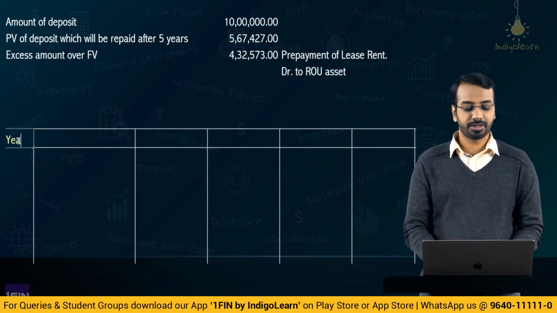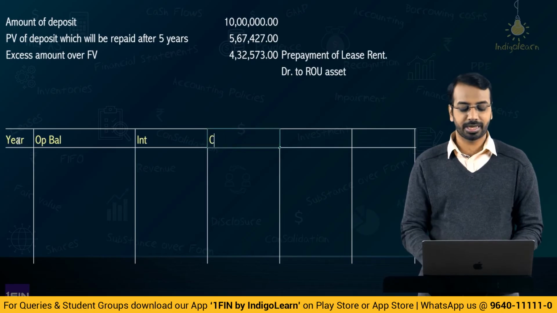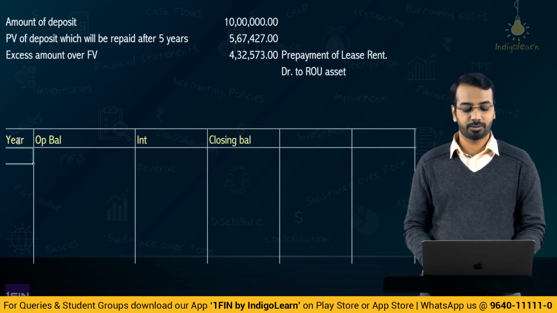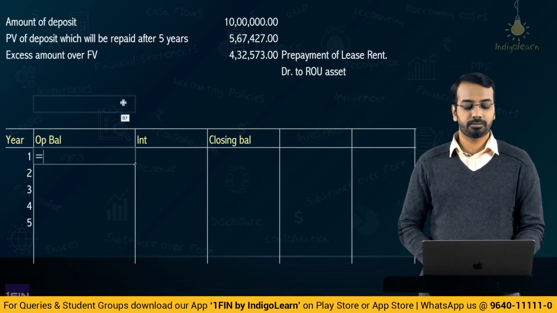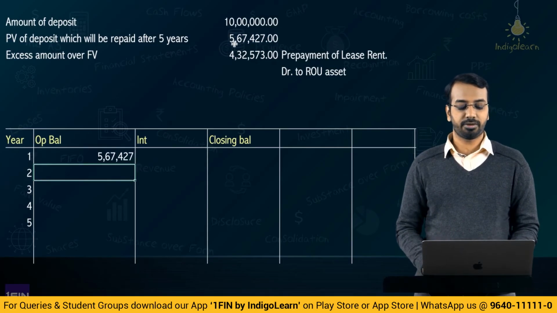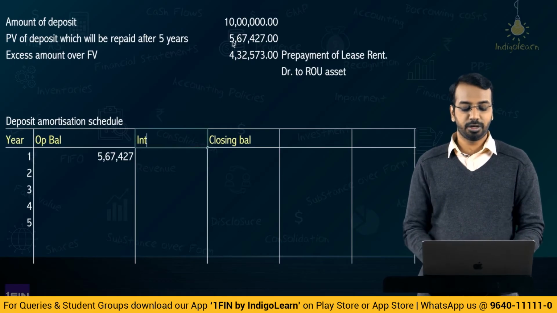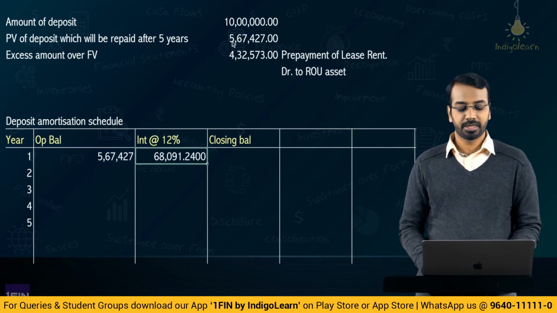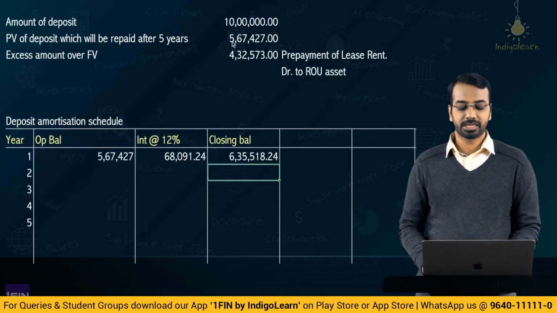So, basically you will have year, opening balance, interest. Is there any payment in between? There are no payments in between, so you can directly take the closing balance, right? 1, 2, 3, 4, 5 years. The opening balance for the deposit is 567,427. So, this is basically the deposit amortization schedule. Interest will be at 12%. So, this multiplied by 12% gives 68,091.24. The closing balance will be 635,518.